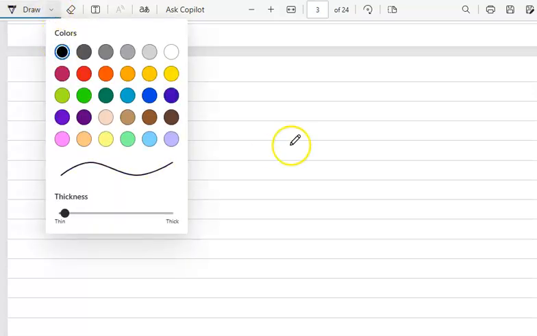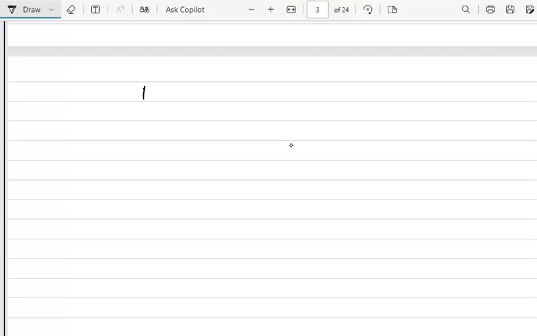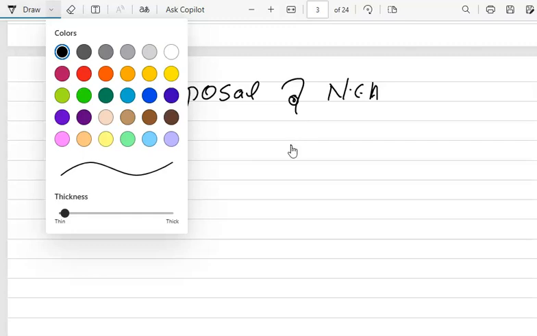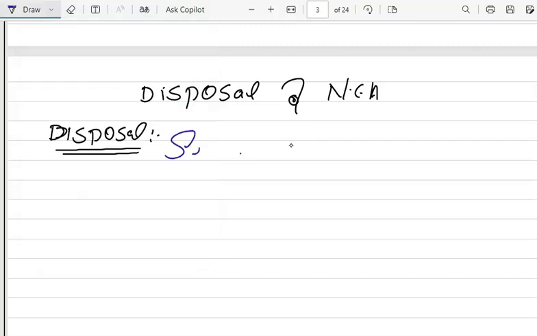Today we'll discuss the disposal of the non-current asset. Disposal of non-current asset. Okay, so basically when we're talking about the disposal, what does it mean by disposal? Sale of non-current asset. So when you sell any kind of non-current asset, we refer to this as a disposal.